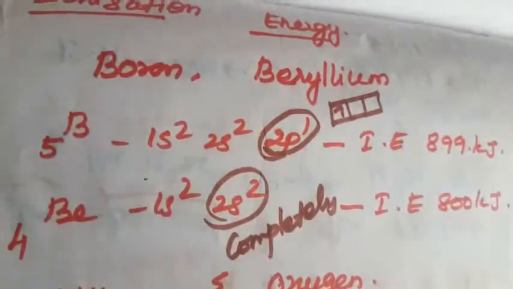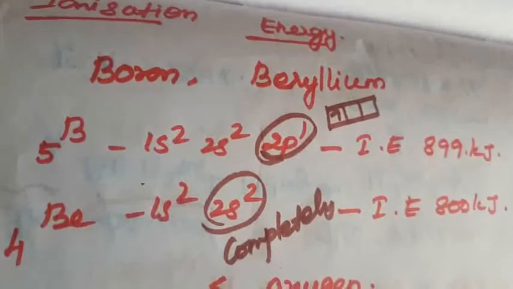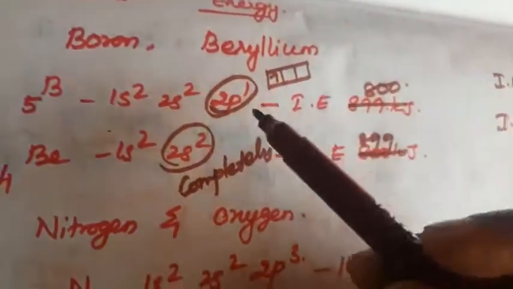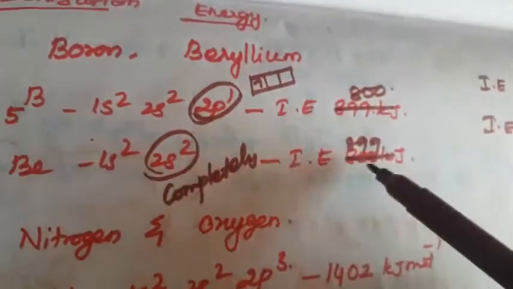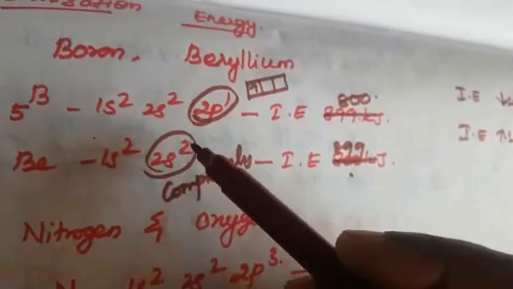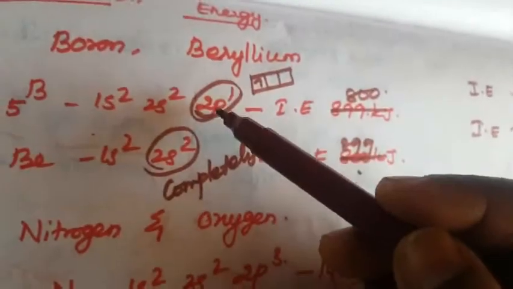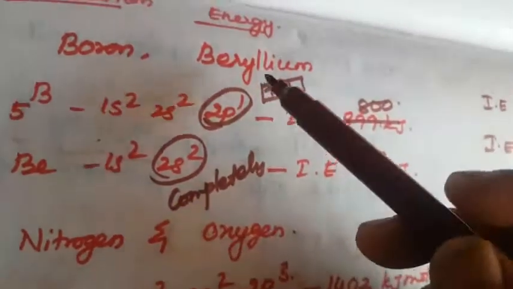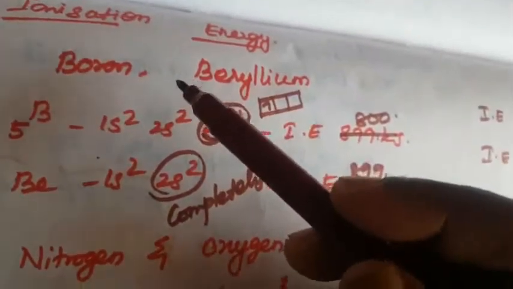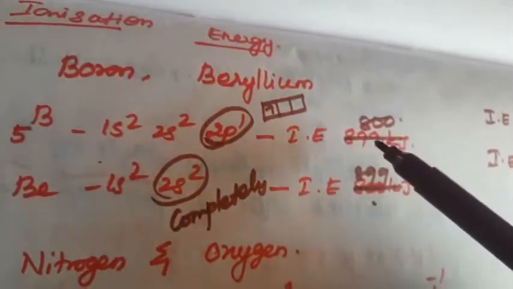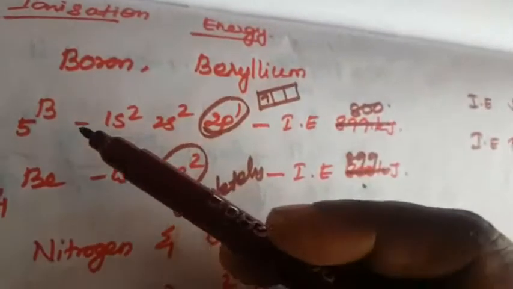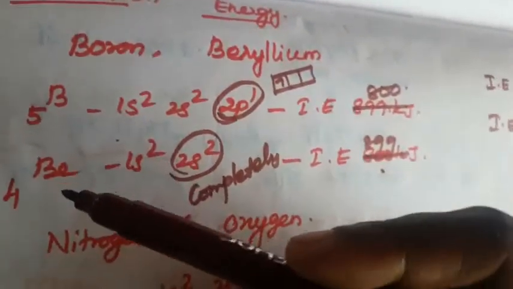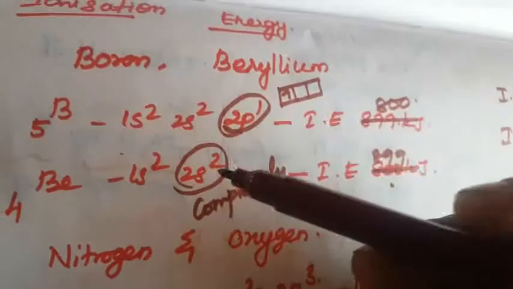Okay, so this is the other one. The ionization energy of boron is very less when compared to beryllium because beryllium is a completely filled one and boron is partially filled, with only 1 electron in the p orbital. Sometimes they ask why boron's ionization energy is very less when compared to beryllium. The atomic number of boron is 5 and beryllium is 4, but that is the way we compare.